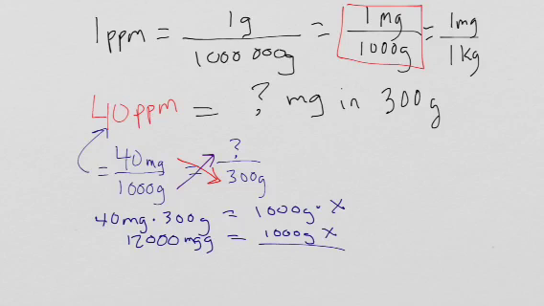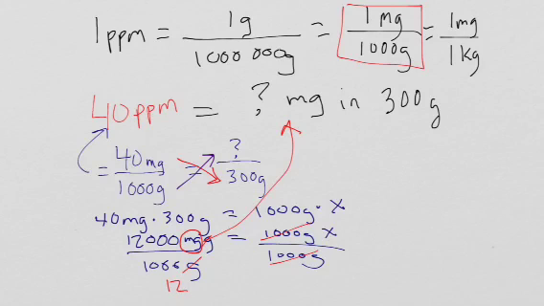So if I divide both sides by 1,000 grams, I end up canceling out my grams here. I'm left with milligrams, which is what I want to know. I want to know how many milligrams are in the 300 grams. So these end up canceling out, and we end up with 12 grams, or milligrams I should say, being equal to x.